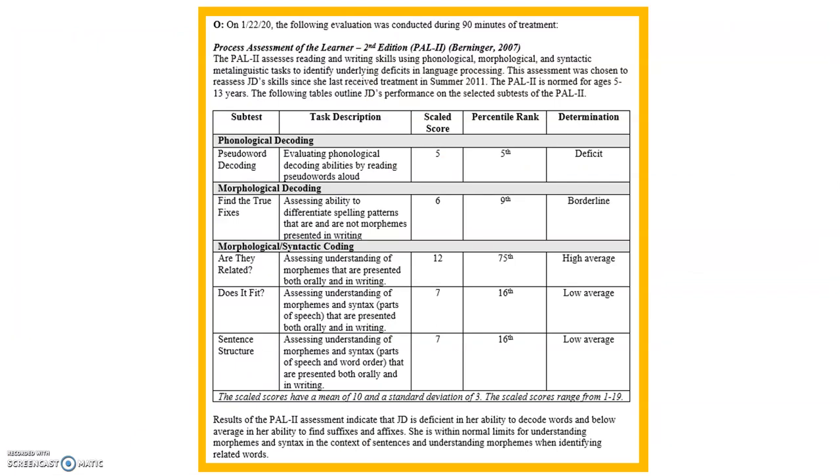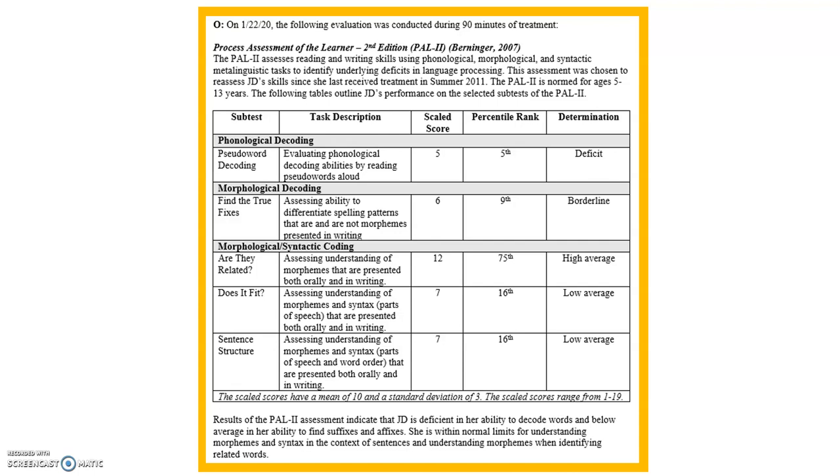So this is also an objective section, and I wanted to share this because it's a good example of what your objective section might look like if you do formal testing during a session. In this example, we did the process assessment of the learner, second edition, or the PAL 2 with Jane Doe. What stays the same is the first line of text under objective, that line of text that tells you what date the data was collected on and the length of the session. What changes is the way you outline the data.